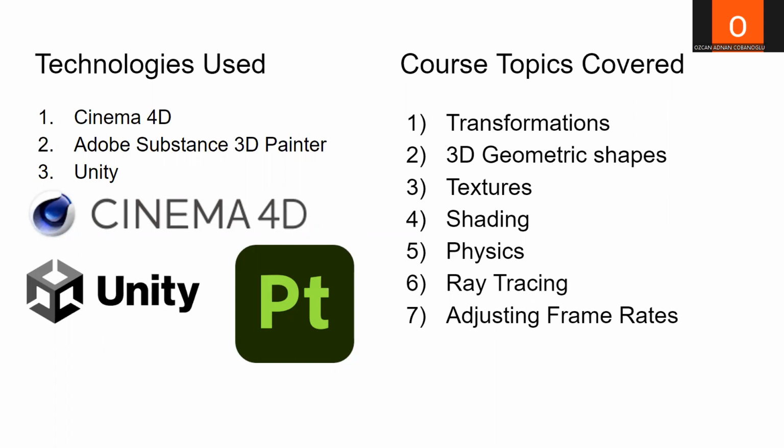In course topics covered, we can label 7 of them: transformations, 3D geometric shapes, textures, shading, physics, ray tracing, adjusting frame rates. We also learned about keyframes and how to simulate motion in animations. We contributed equally. We usually did our job on Zoom and worked together on every part of the project.